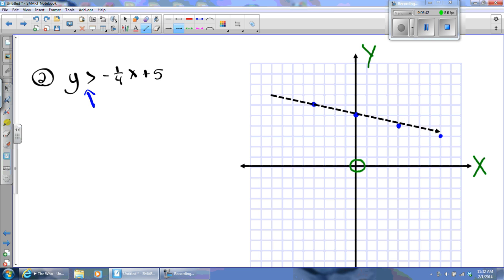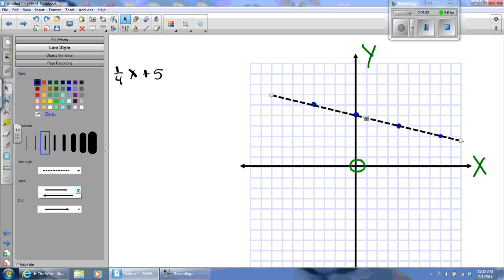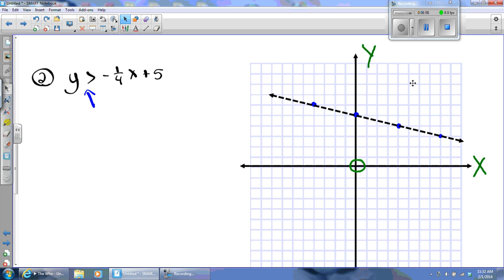There we go. Okay, so I'm going to get this broken line. Why? Because it's not equal to. Just like in the other inequalities we did, if it wasn't equal to, it was an open circle, or an open point. Well, here we have a broken line. It has openings in it.